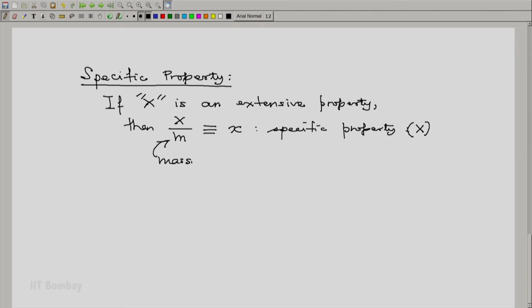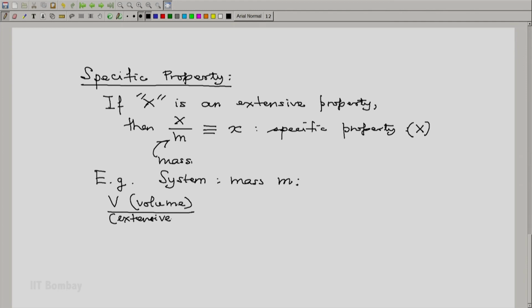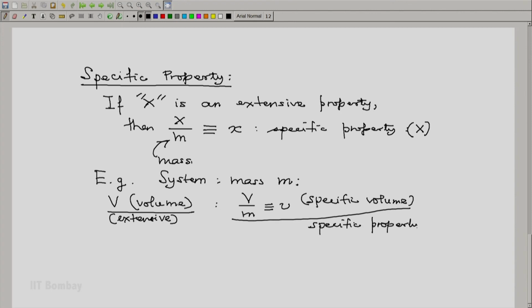related to X. For example, a system has mass M, then V, volume, would be an extensive property, but V by M, which is specific volume, will be a specific property.